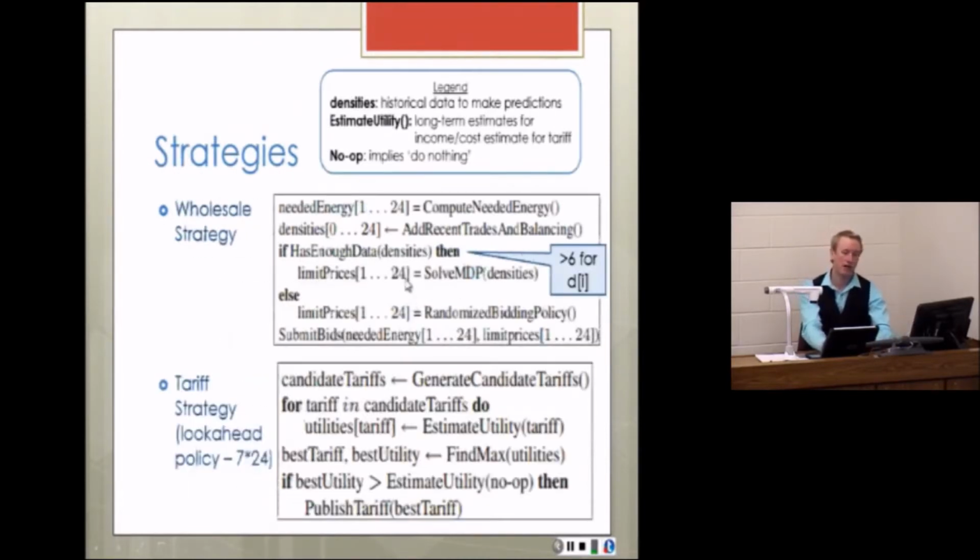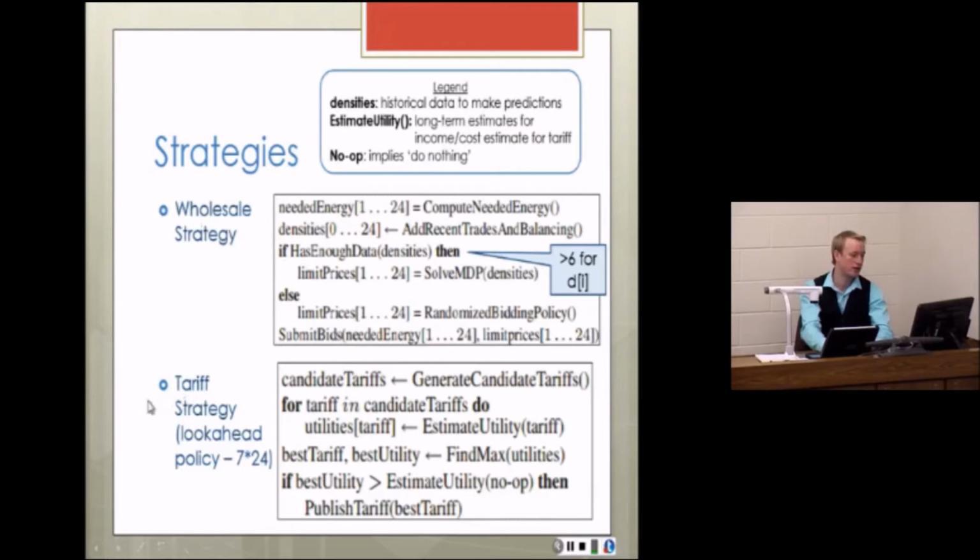If you don't have historical data, you don't know the customer, you have no idea what they want, then you just basically randomize that bidding process. And you say, all right, I'll just assume he needs this much based upon customers around them. And then you submit those bids with those limit prices. So that's your wholesale strategy.